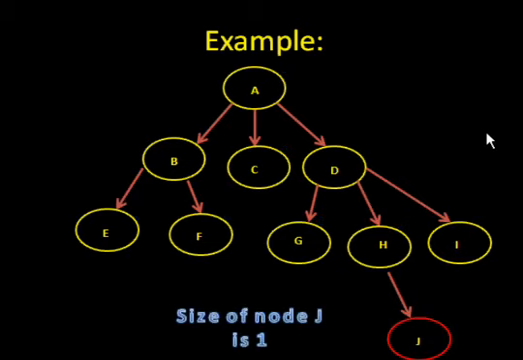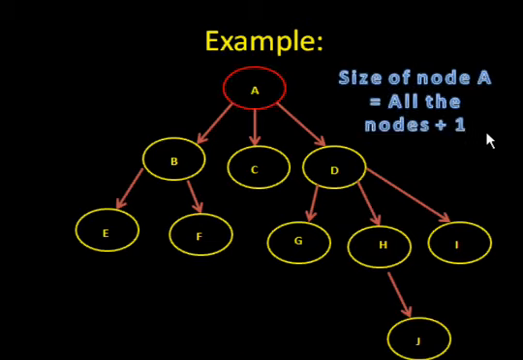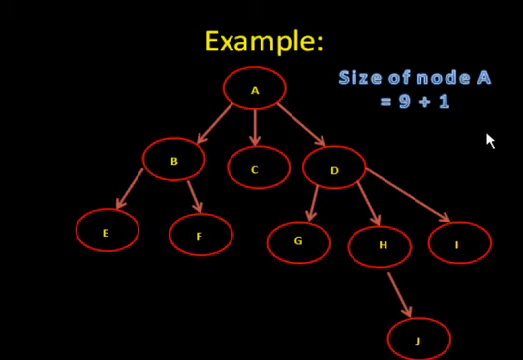The size of node J is 1. The size of node A is all the nodes that descend from A plus 1, which would be equal to all the nodes in the tree. In this example, that's 9 plus 1, which is 10.